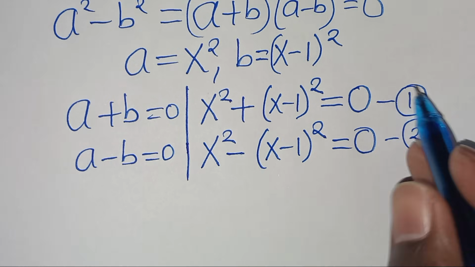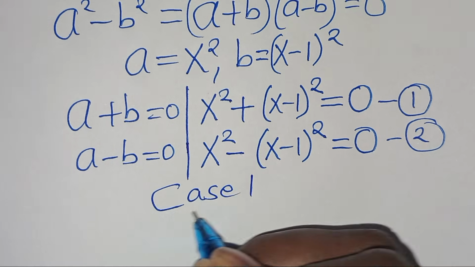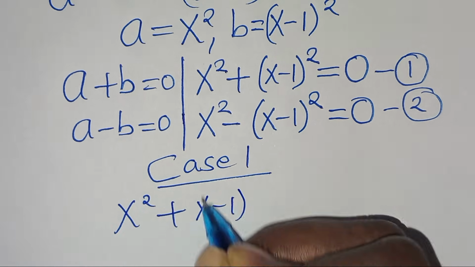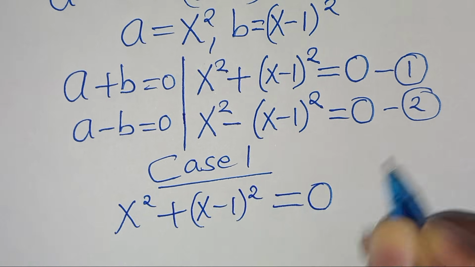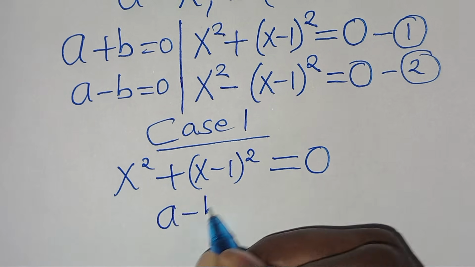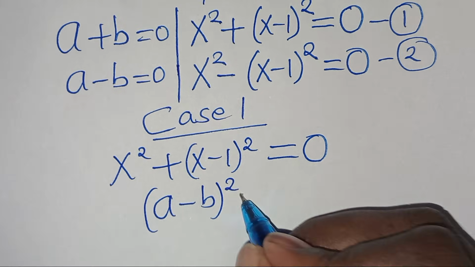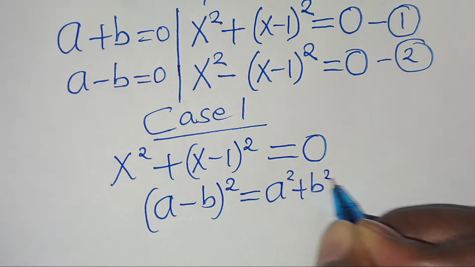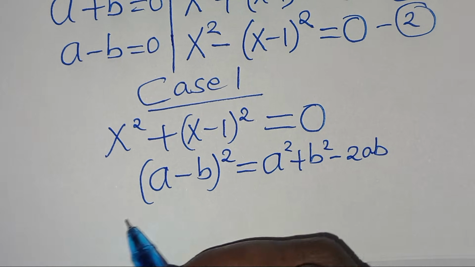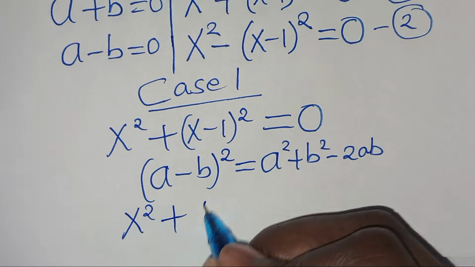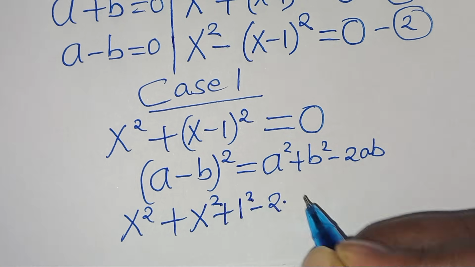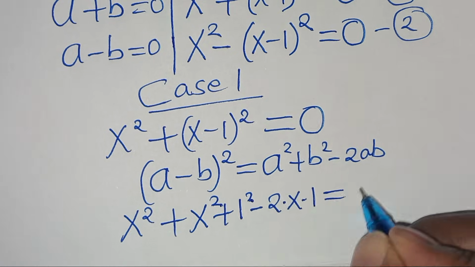So let's start with equation 1. You can call this one case 1. In case 1, we have x squared plus (x minus 1) raised to the power of 2 equal to 0. (x minus 1) to the power of 2 is in the form of (a minus b) raised to the power of 2, which is the same thing as a squared plus b squared minus 2ab. Applying this algebraic identity, here we have x squared plus x squared plus 1 squared, then subtract 2 multiplied by x times 1, equal to 0.